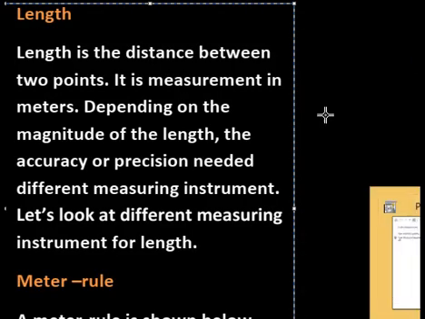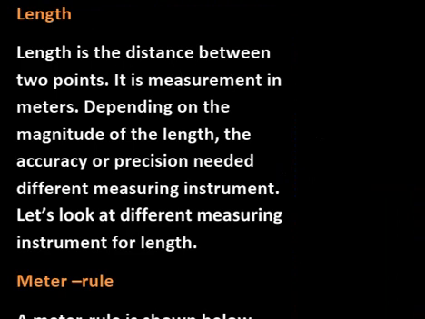Okay, so we are starting with length, the measuring instrument of length. Length is the distance between two points. It is measured in meters. Now, depending on the magnitude of the length, and the accuracy or the precision needed for that measurement, different measuring instruments are required. So we are going to be looking at the instruments one after the other.